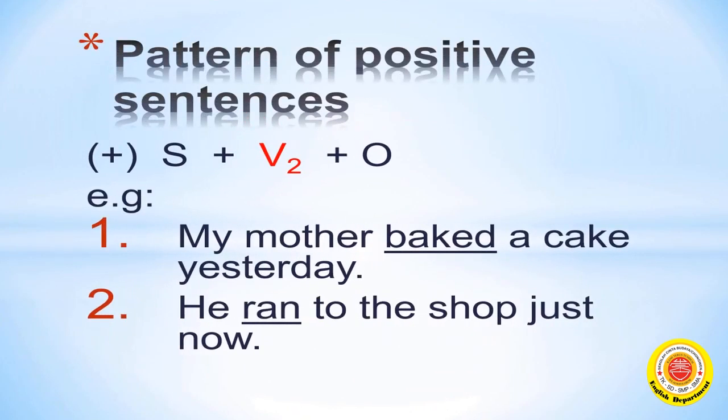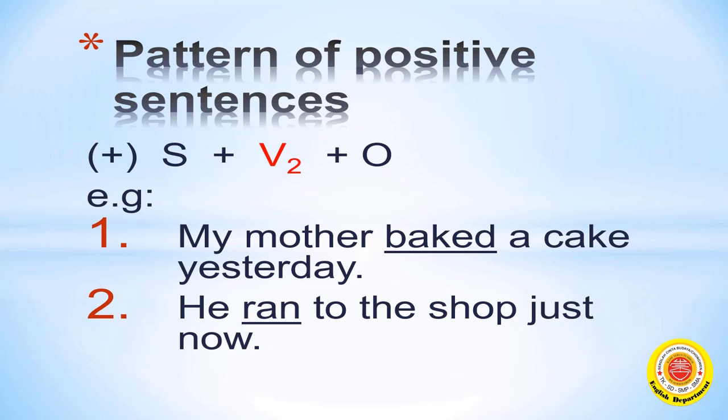Pattern of positive sentences. Keep in mind, students, that we use verb 2 in simple past tense. Positive sentences: subject plus verb 2 plus object. Let's see the example. The first one. My mother baked a cake yesterday.